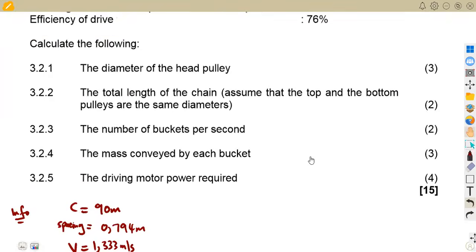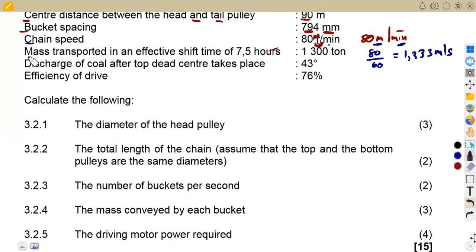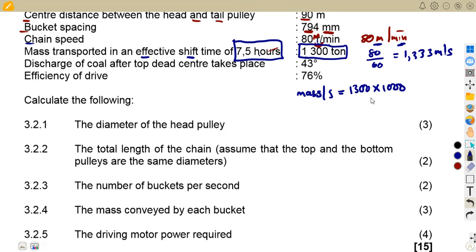Then again we are given the mass transported in an effective shift time. So we're given the time when the mass of 1,300 ton is transported. It's mass per unit time, so we are supposed to have this as mass per second. This means we convert this 1,300 ton times 1,000 kg so that we obtain kg per second. The 7.5 hours to seconds is going to be times 3,600.